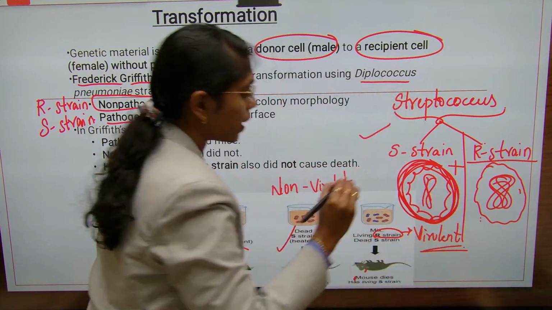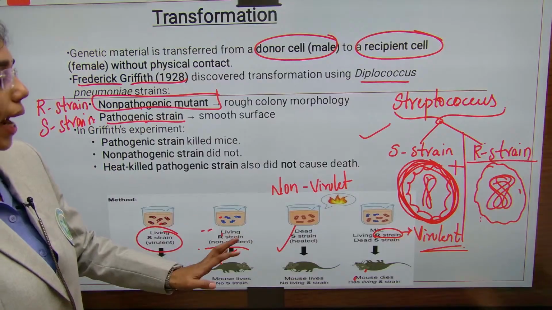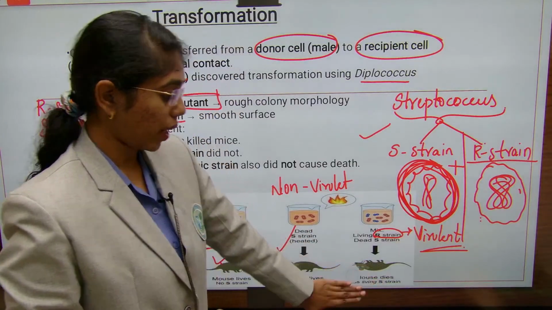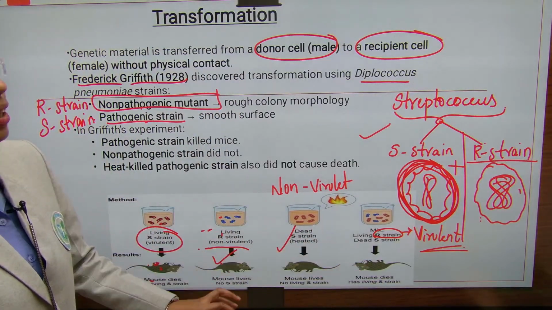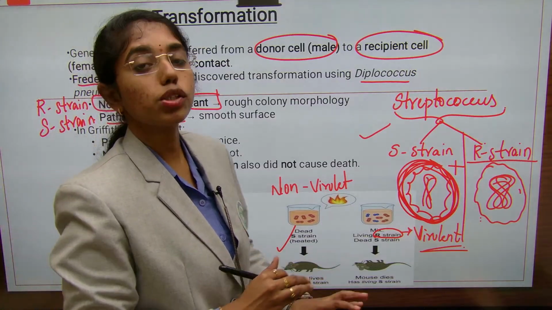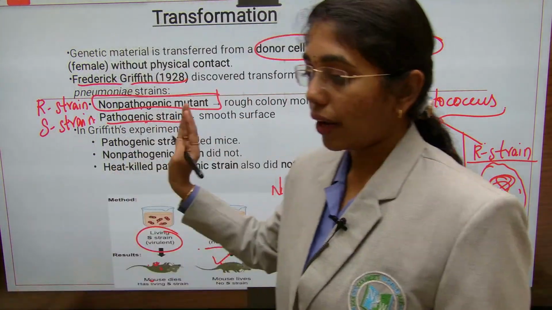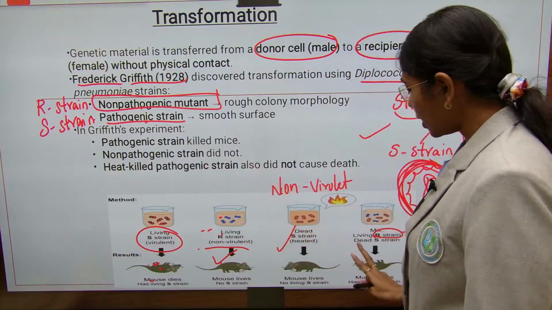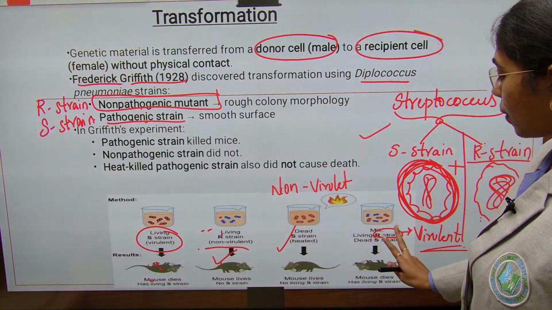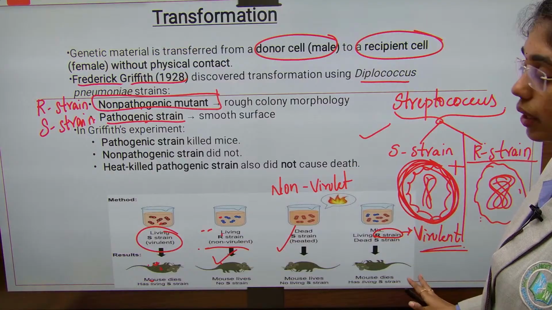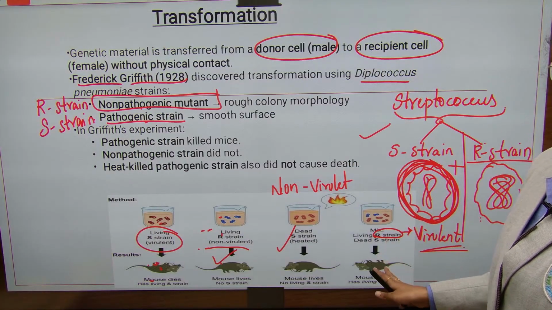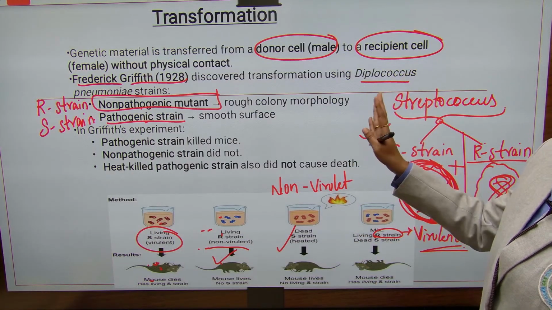Fine, right? This is making the R strain virulent, and the mice die finally. So what is actually being transferred is not explained by Frederick Griffith, but he explained that something is being transferred from S strain to R strain, which makes R strain virulent. Clear right now? So what is transformation actually?